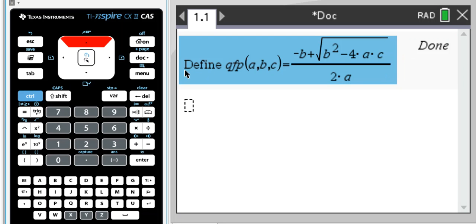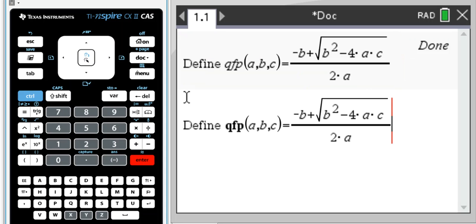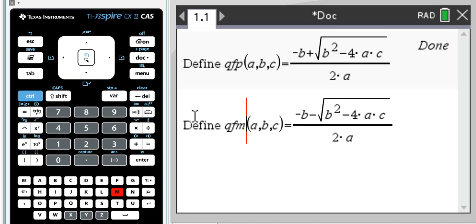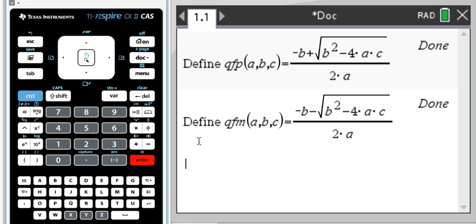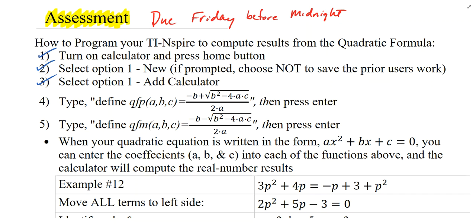If we press the up arrow twice, then this expression is highlighted, and we can tap the enter key to copy it down. We're copying it down because we need to create a second equation, this time with a minus sign instead of a plus sign. We're going to rename this formula as the quadratic formula minus, so QFM. And now we have the calculator set up and ready to solve any problem that we encounter on our assessment. And that takes us through step 4 and 5.